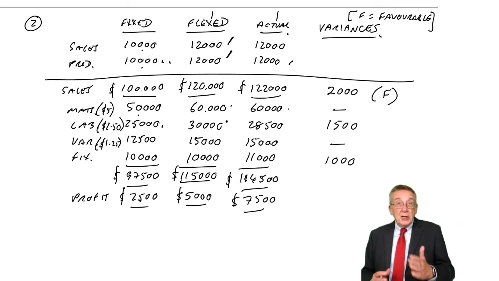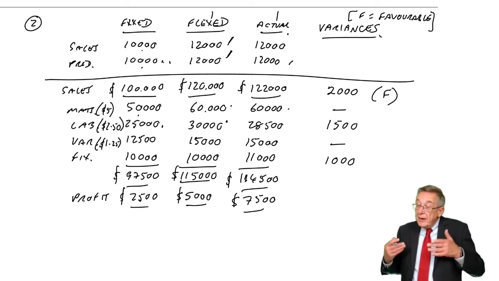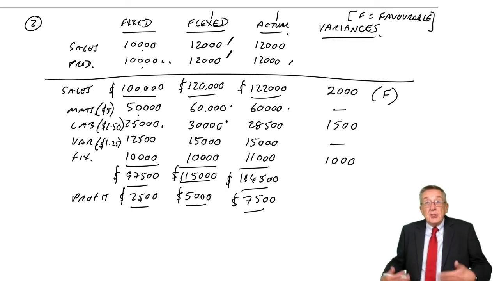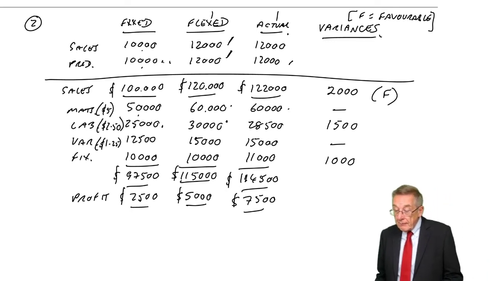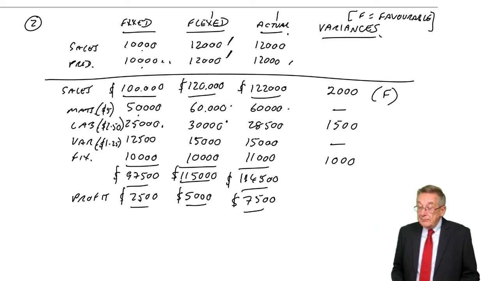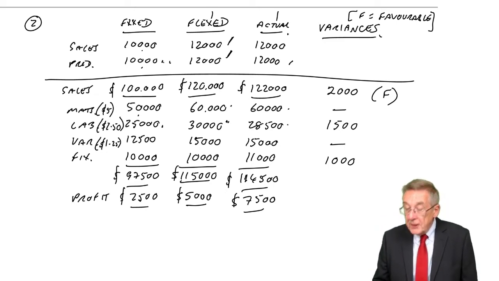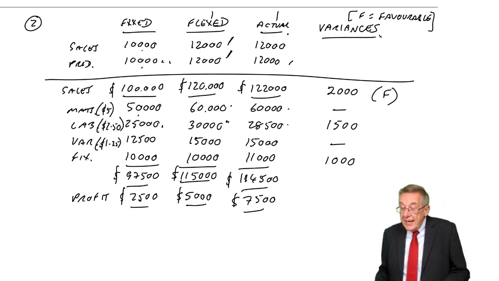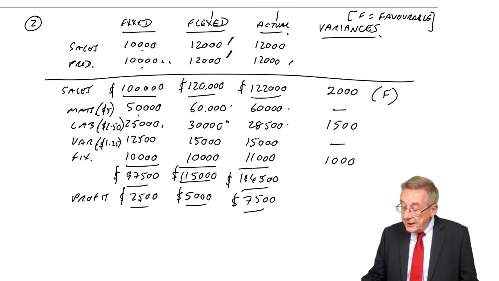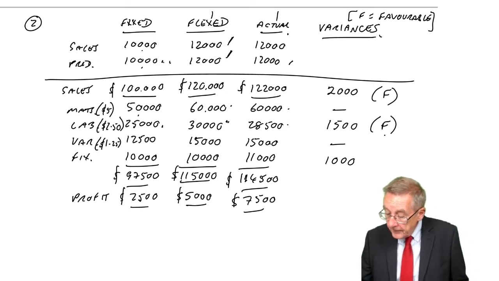And so sales, we should have had 120, we got 122. We've gained 2,000. It's going to give us more profit. It's favourable. Labour, we should have spent 30. We'd only spent 28.5. We've saved money. We've spent less. It's going to give us more profit. It's favourable.